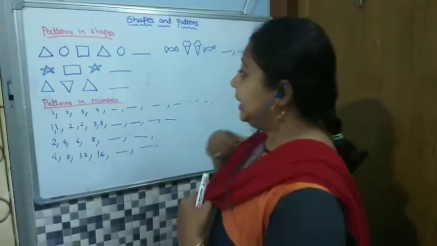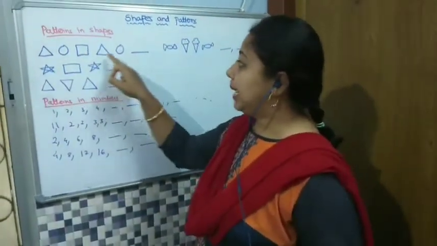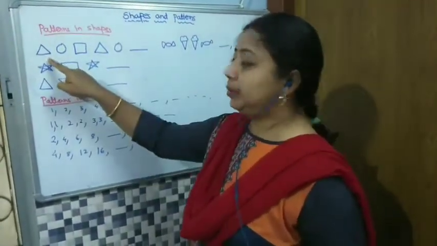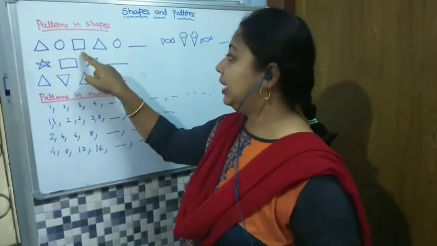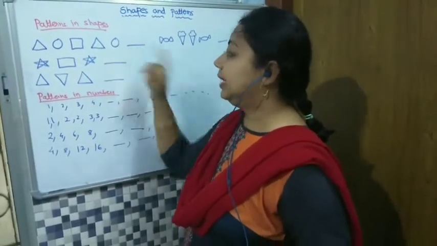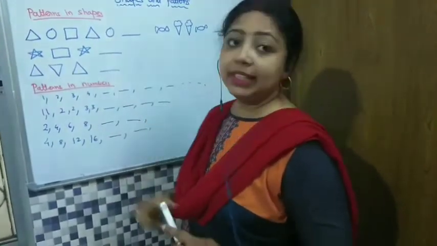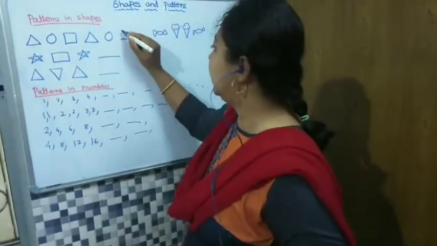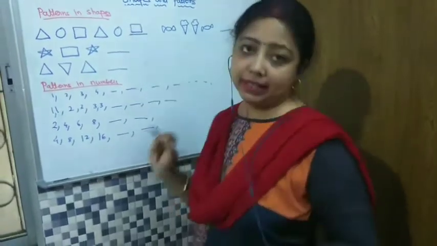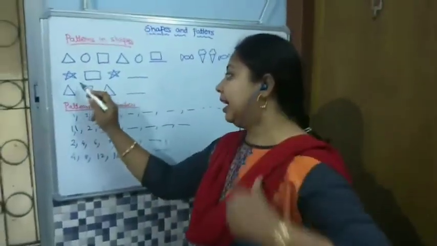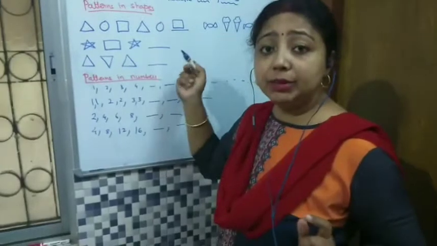See here, I have made some patterns in shapes. This is a triangle, this is a circle and this is a square. Again a triangle, again a circle. Then what will the next one be? Triangle, circle, square, triangle, circle, that means we will draw here a square. So, this is a pattern. Similarly, star, rectangle, star, then comes what? Rectangle.